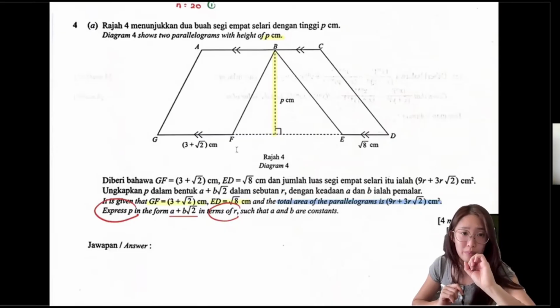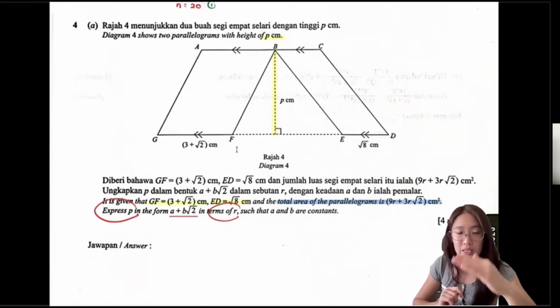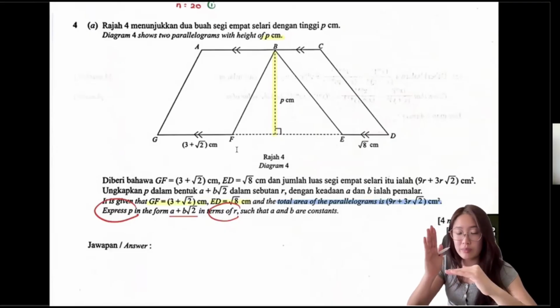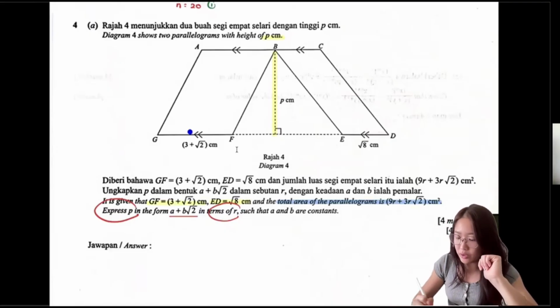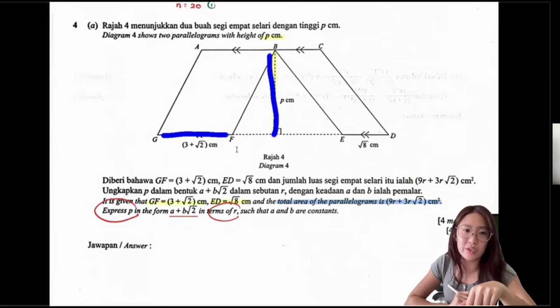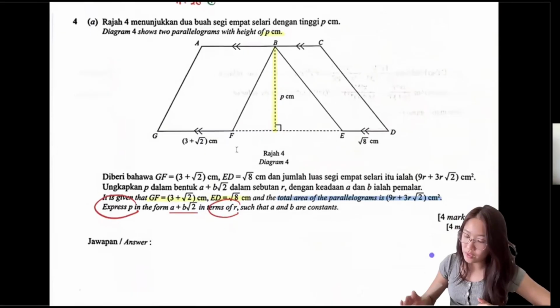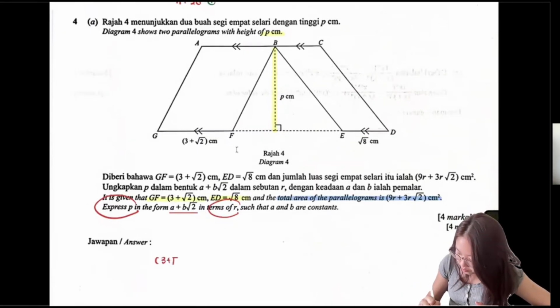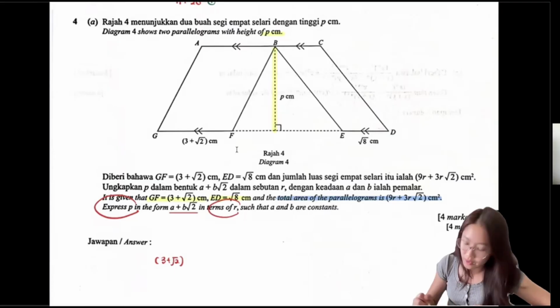The formula you have to remember yourself. Parallelogram is the same as your rectangle. Length times height, base times height. But the base, you see how much it extends, and the height always must be perpendicular height. So the first one over here, your base is 3 plus 2. And your height is P. The P you can put in front, behind also can.